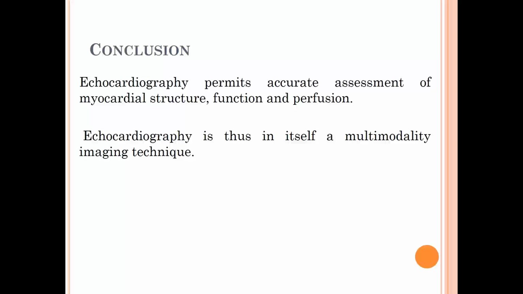Echocardiography permits accurate assessment of myocardial structure, function, and perfusion. But we have to take care now that echocardiography is thus in itself a multimodality imaging technique.